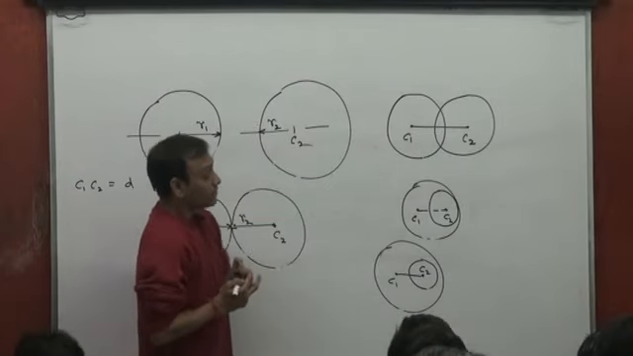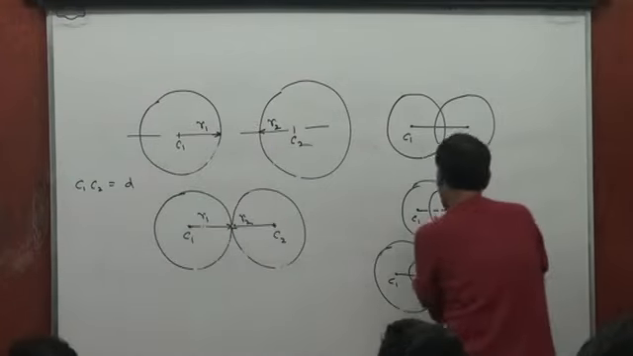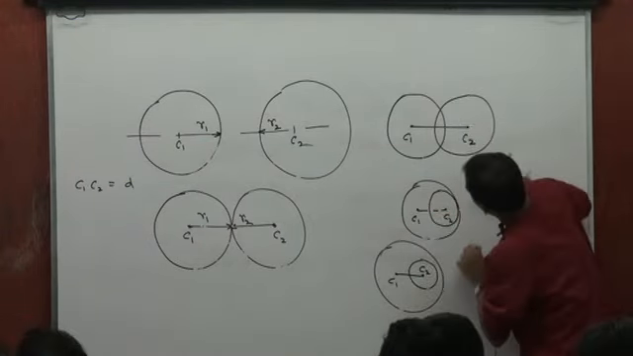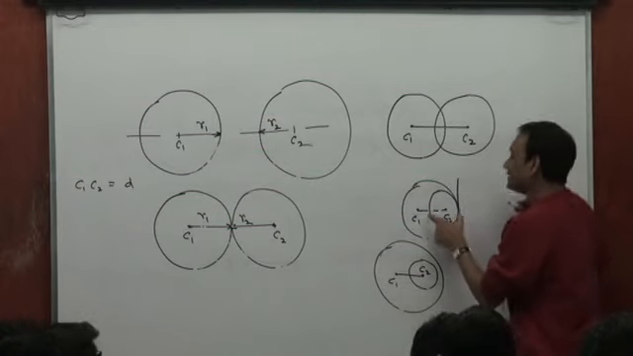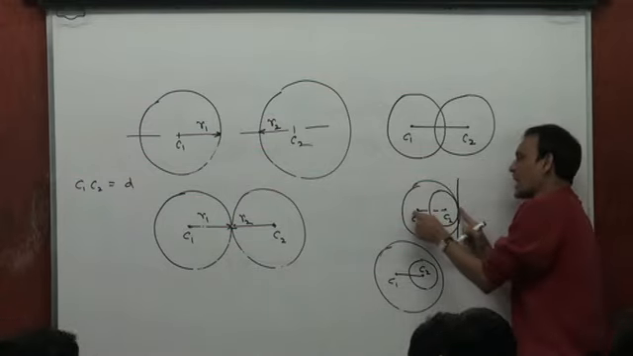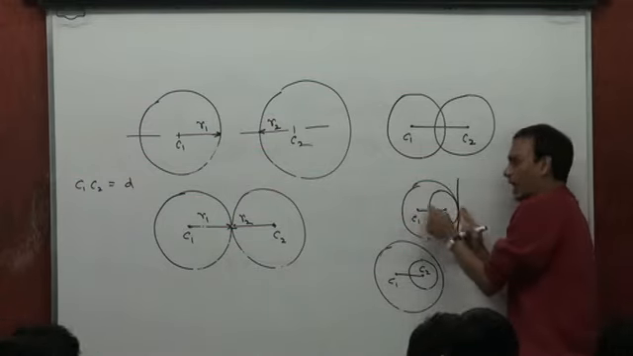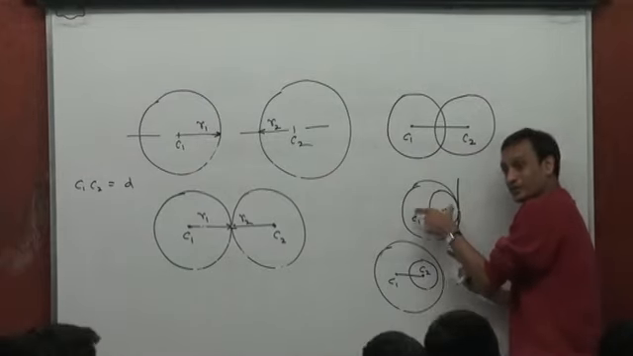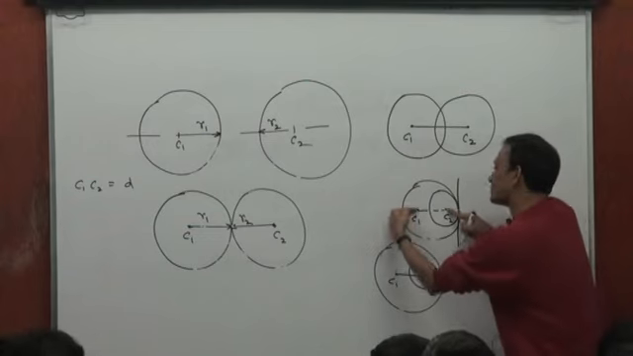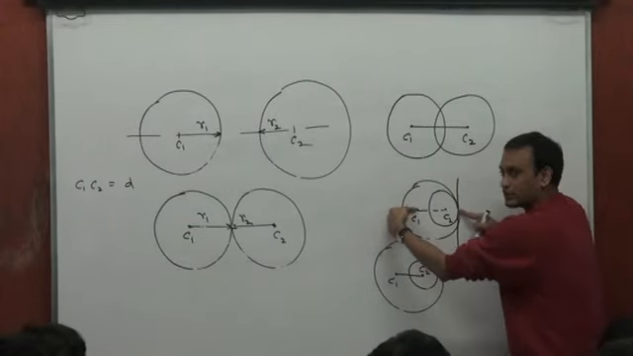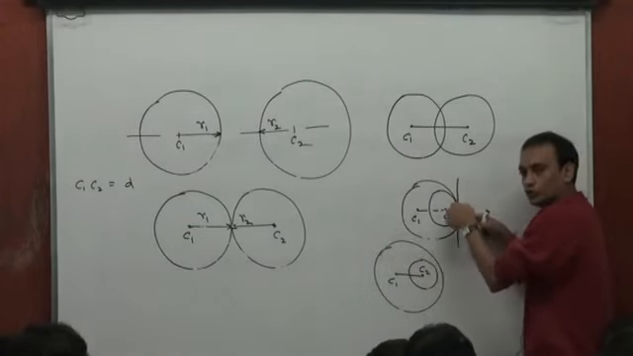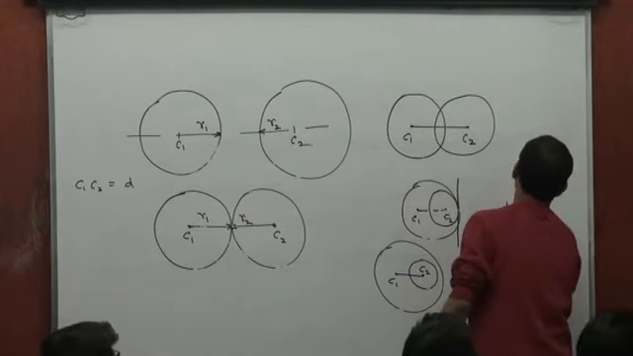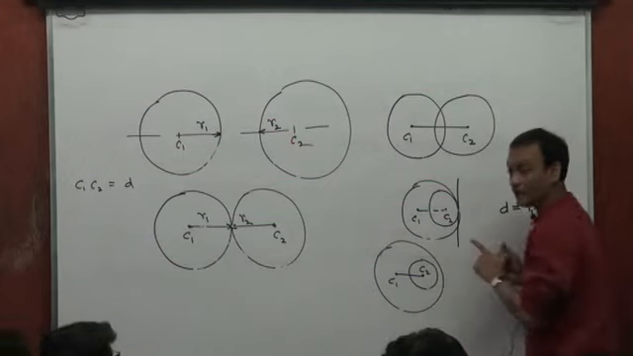Now, in this case, the distance between their centers is the difference of the radii. In this case, realize that R1 minus R2 is the distance between their centers, yes or no? Do you realize that? The distance between their centers is R1, the radius of the bigger circle, minus R2, the radius of the smaller circle. So this is the case where the distance is R1 minus R2, right?